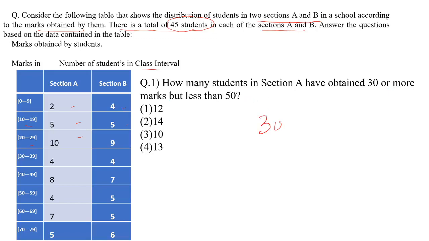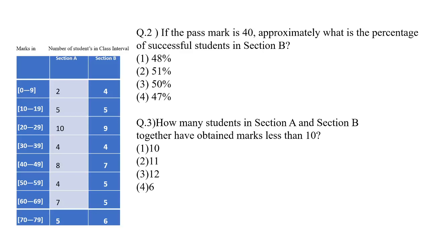How many students in section A have obtained 30 or more marks but less than 50? So we have to see above 30 and less than 50, in section A. So what is the answer? It is 4 plus 8 gives 12. So the option A. Next question.